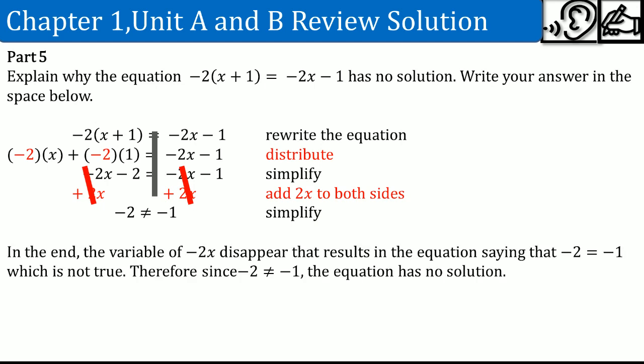But again, it says to write your answer in the space below. So I would say, in words, in the end, the variable negative 2x disappears. You saw that right here. The result is an equation that says negative 2 is equal to negative 1, which is not true. Therefore, since negative 2 is not equal to negative 1, the equation has no solution. That would be a complete statement explaining why it has no solution. Make sure you write down the statement. Sometimes you might not even have to do math if your statement is correct.